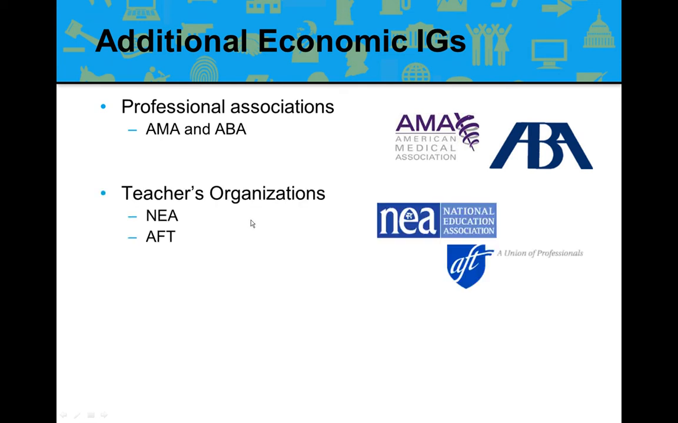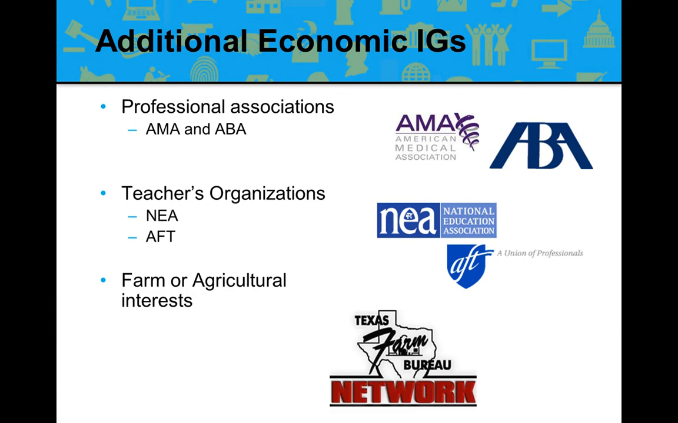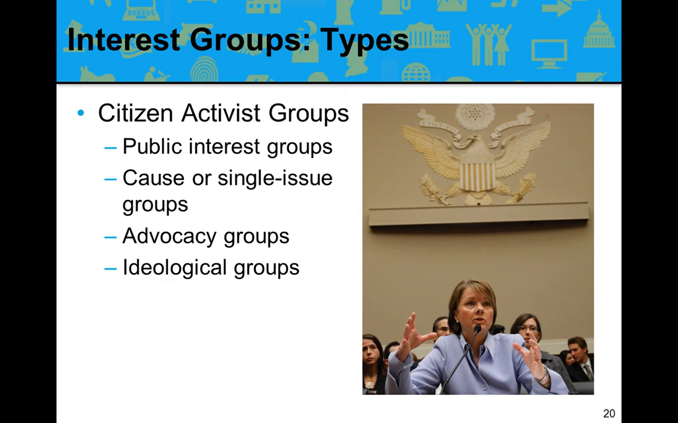If you're going to be a teacher, the NEA or the AFT are both educational associations that are beneficial to teachers. You can get some insurance through them in terms of, I don't want to call it malpractice, but in case you get sued for something that happens while you're teaching. And then, of course, farm or agricultural interests are important in the state of Texas. So these are all examples of educational organizations, or economic interest groups.